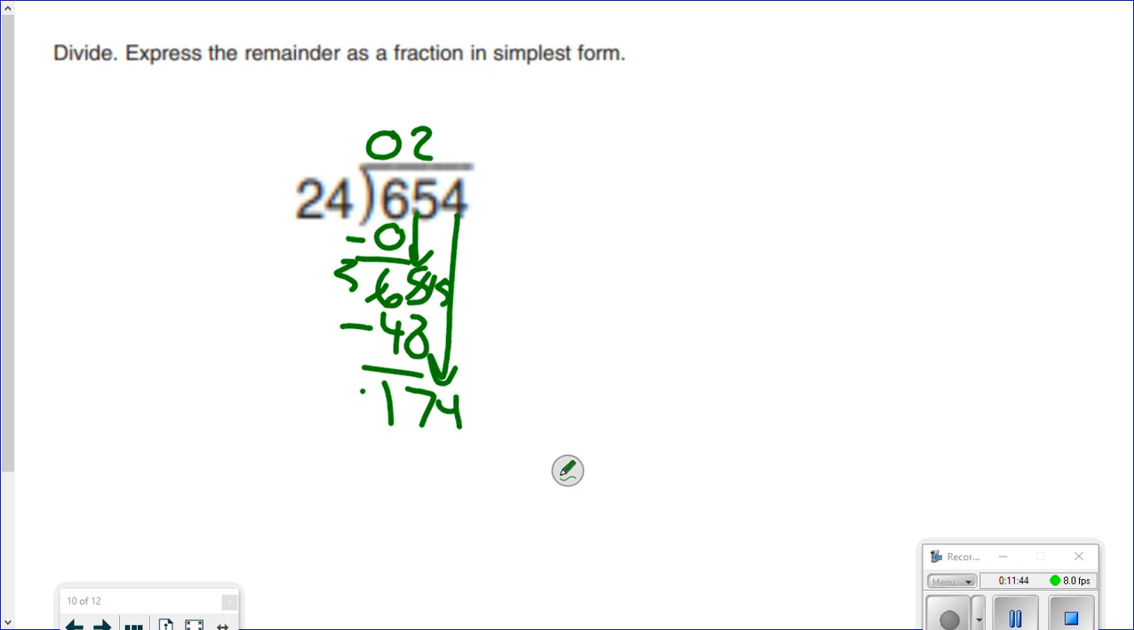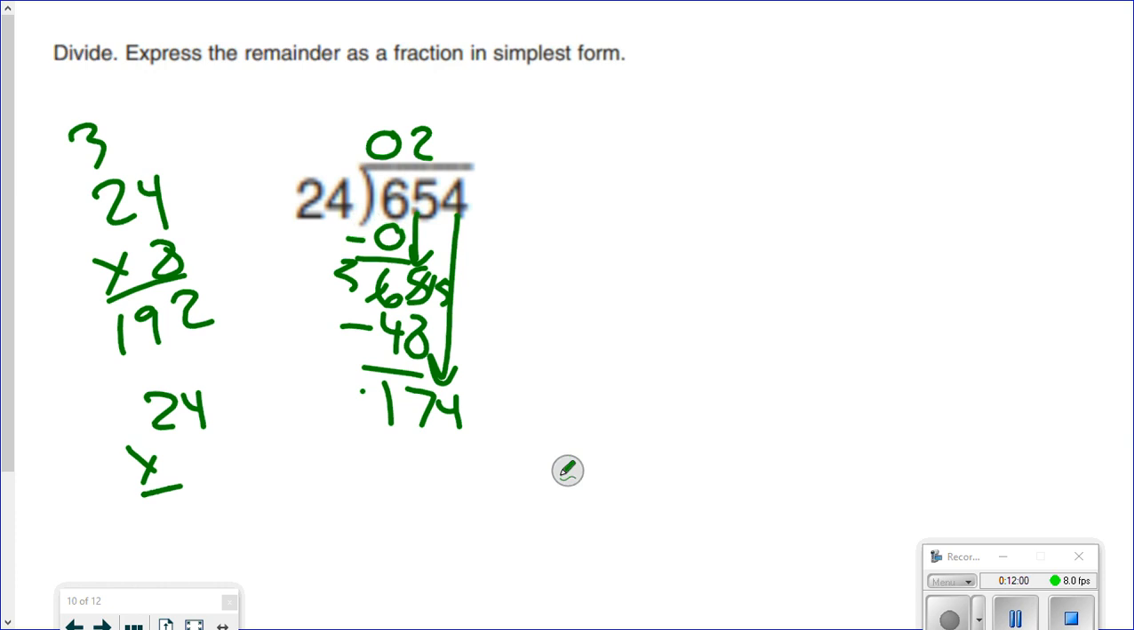How many times can 24 go into 174? I have no idea. So I'm going to take 24 and multiply it by 8. Let's see what we get. 4 times 8, 32. 8 times 2 is 16 plus 3 is 192. We are way too high on that. 24 times 7. We have an 8. We have a 2. 2 times 7 is 14 plus 2 is 16. There's our answer. I'm going to put a 7 up top.